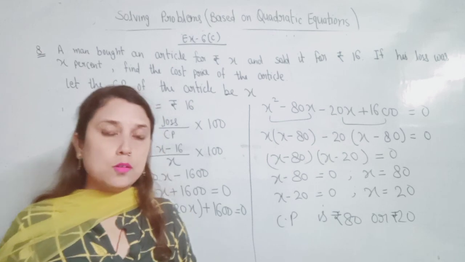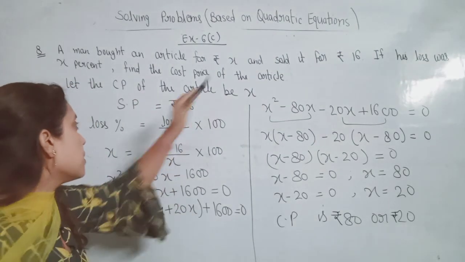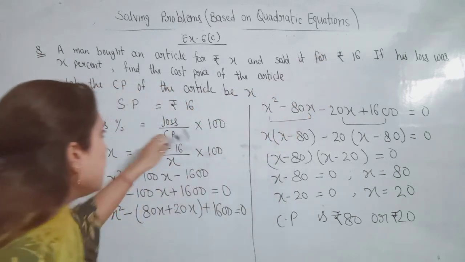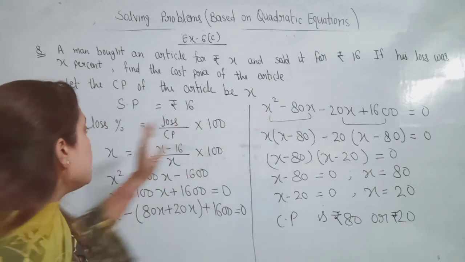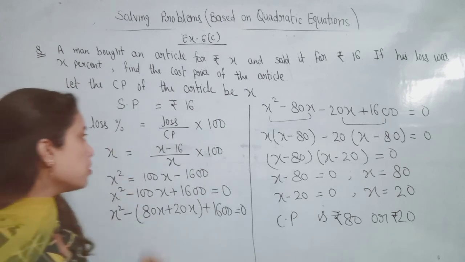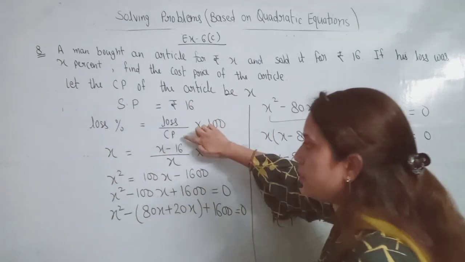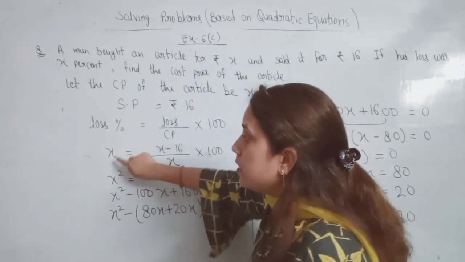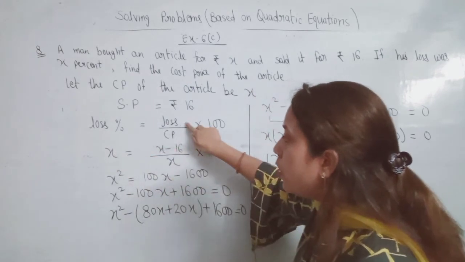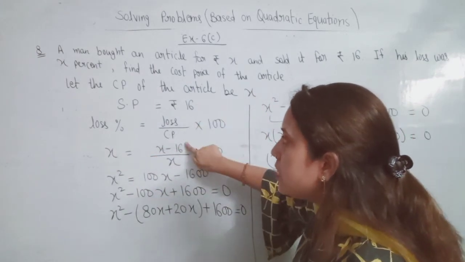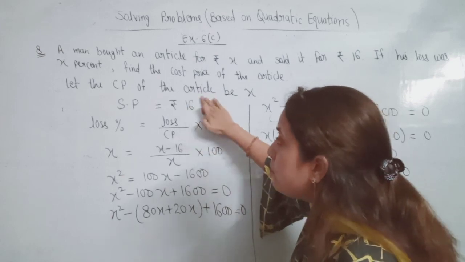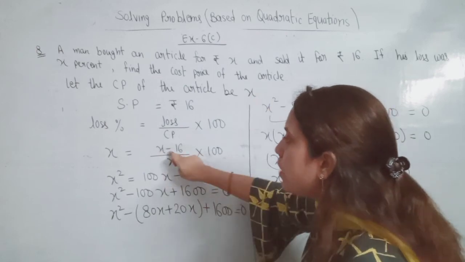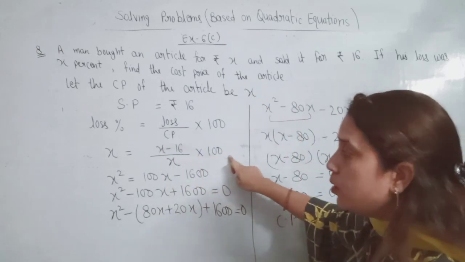So first we let the cost price of the article be x, and selling price is given rupees 16. We know that the formula of loss percent is equal to loss upon CP into 100. Loss percent is given x percent. So x is equal to loss, which is CP minus SP. Cost price is x, so x minus 16 upon x into 100.